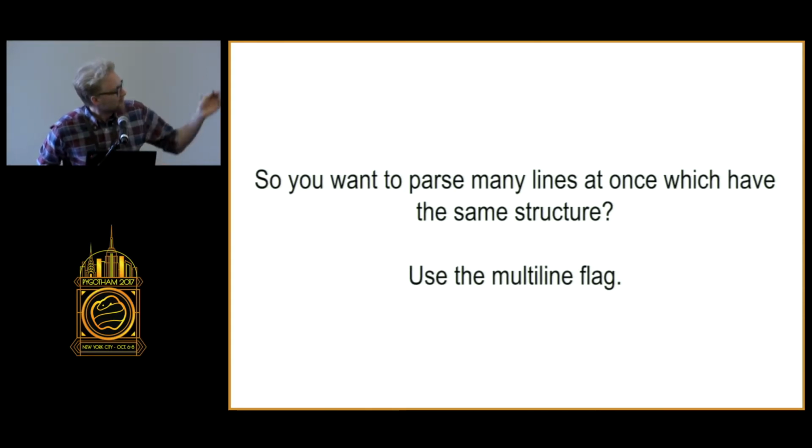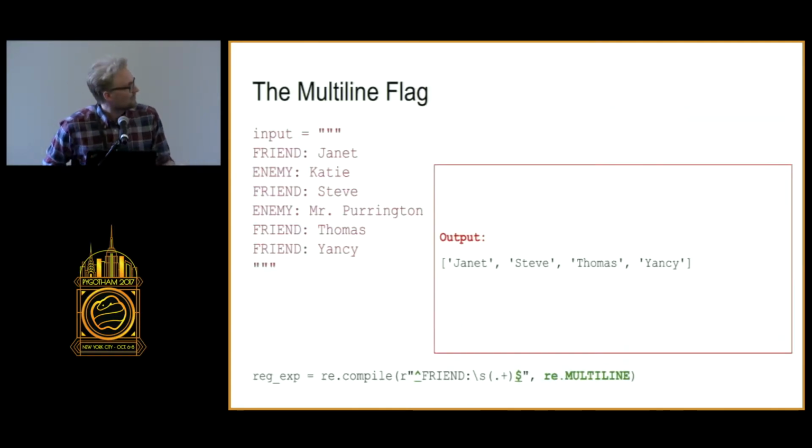Let's say that you want to parse many lines at once which have the same structure. Use the multiline flag. So here we have, and I did try to make these useful, I didn't want them to be too toyish, a list of input lines. We've got friends, enemies, and we want to return the names of our friends. So we can actually do this simply with a regular expression. You'll see that I've highlighted and put in green the important parts.